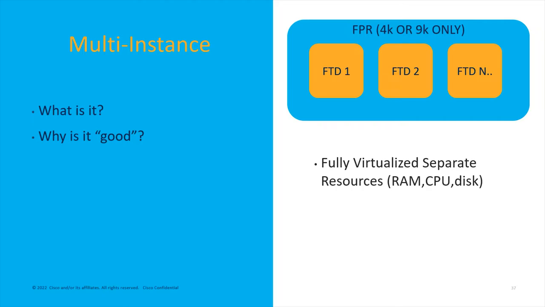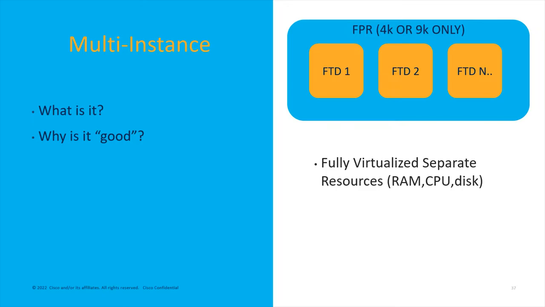Number one, it allows you to carve up that box into multiple firewalls within one chassis. Now pay attention, it's only 4Ks and 9Ks. But you get the protection of the resources being fully segmented and virtualized so that if this firewall goes haywire, FTD1 here, it will not take down or impact FTD2 or 3. Now they can still share physical interfaces, but in terms of impacting the other boxes on CPU, RAM, and disk space, you're good.